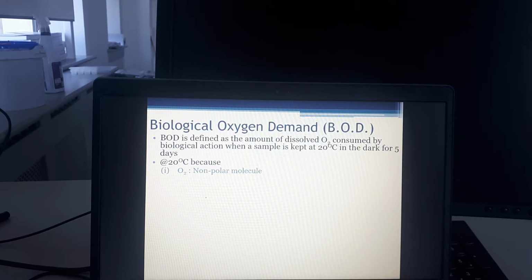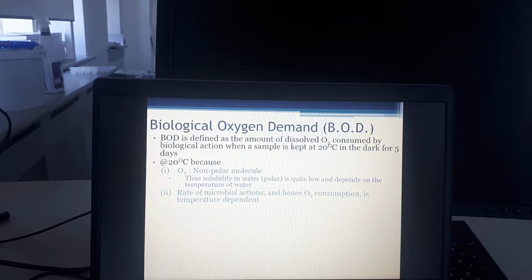So oxygen is non-polar. Remember my rule for polarity: like dissolves like. So oxygen is non-polar, so its solubility in water, which is going to be polar, is quite low, okay? And from our junior cycle, we know that as we increase the temperature, we also increase the solubility. So that's why we have it at 20 degrees Celsius.